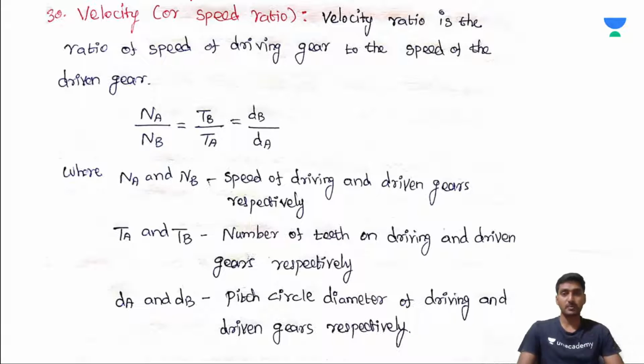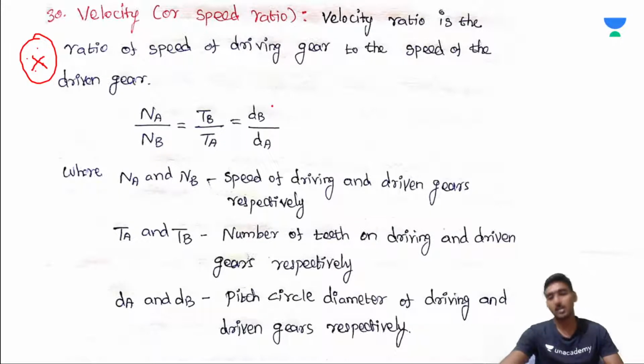Velocity or speed ratio, a very important one. Velocity ratio is the ratio of the speed of the driving gear to the speed of the driven gear, that is NA divided by NB, equal to TB divided by TA, equal to DB divided by DA. NA and NB are the speeds of the driving and driven gears respectively.